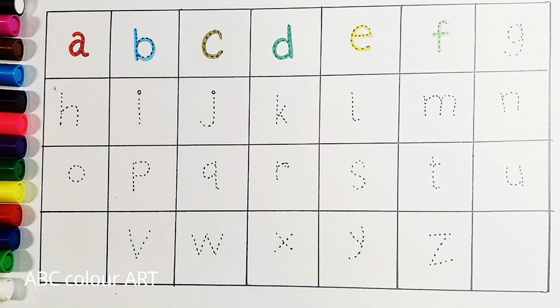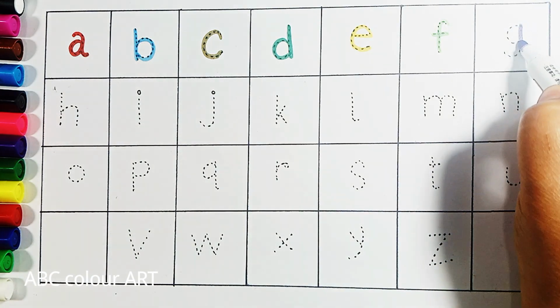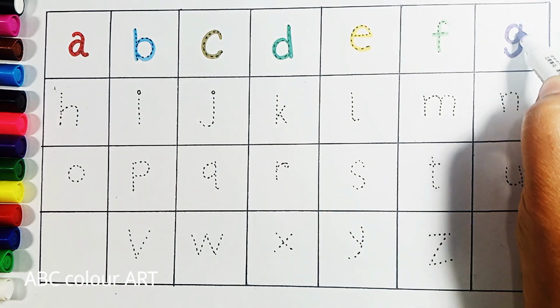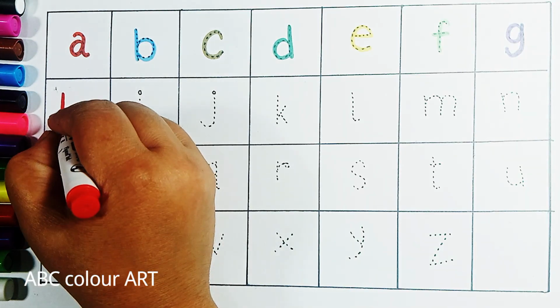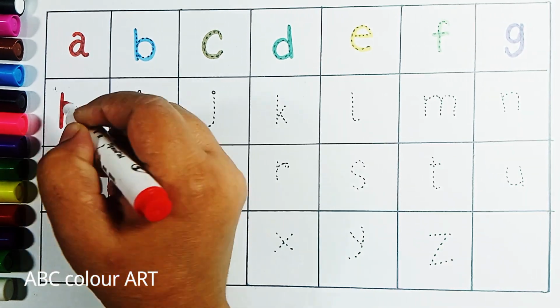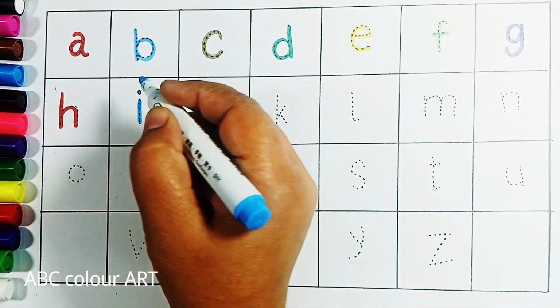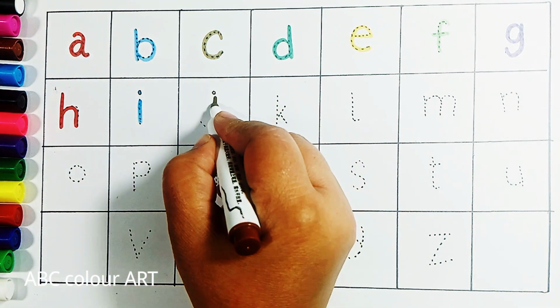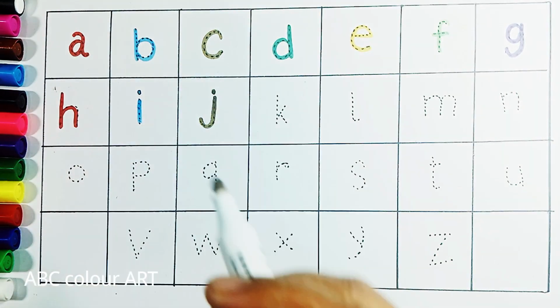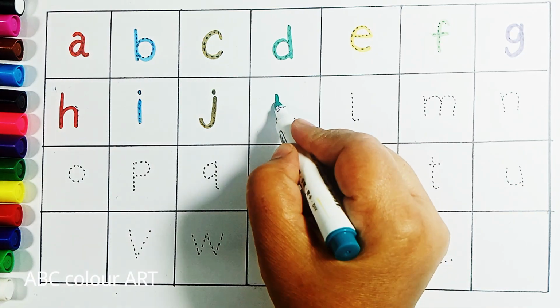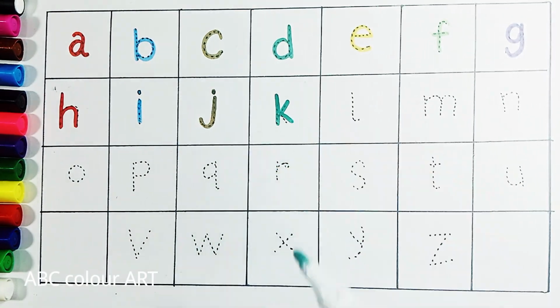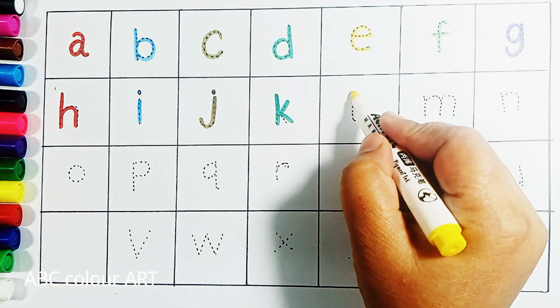F is for frog, purple color. G is for grapes, red color. H is for hen, sky blue color. I is for igloo, brown color. J is for joker, sea green color. K is for kangaroo, yellow color.